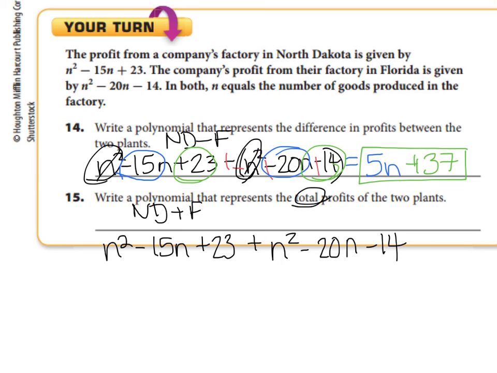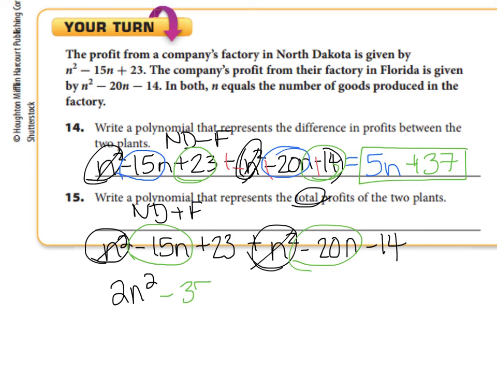So now we're looking for like terms. So I have n squared plus 1n squared, so that's 2n squared. I've got a negative 15n and a negative 20n, so that's negative 35n. And then 23 and negative 14 makes a positive 9. And there's the total profit of the 2 plants.